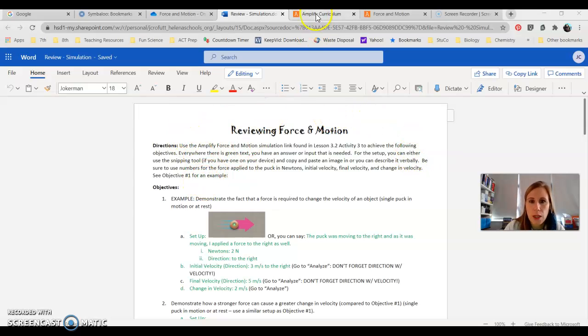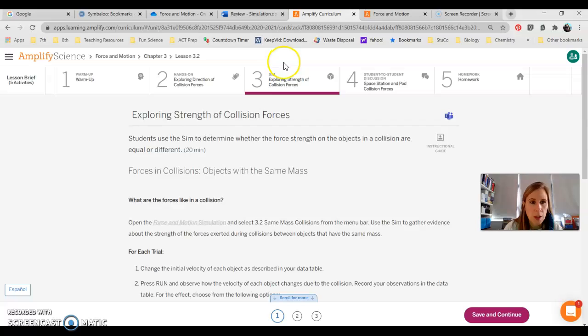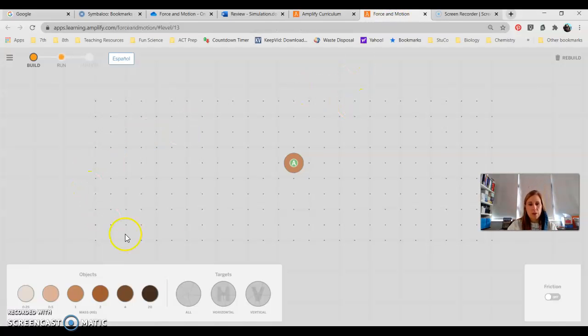For this review you will need to open Amplify and use the simulation. Go into Force in Motion, Chapter 3, Lesson 3.2, and if you open activity 3, you'll see it's a sim, and right here is your 3.2 activity 2 linked to the sim, or activity 3. Your sim looks like this.